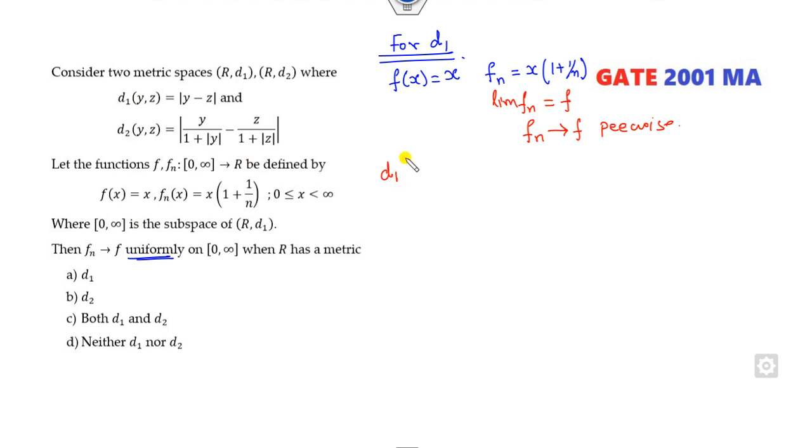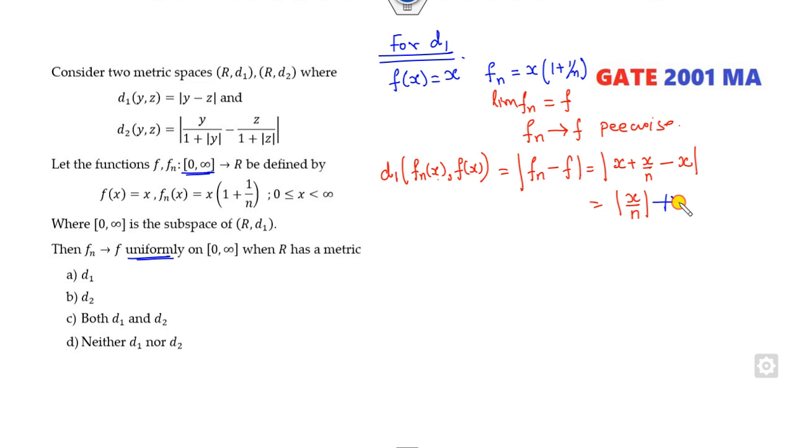So we can start with D1 of fn x, comma fx. If I substitute here y minus z, that means fn minus f. What is the value of fn? It is x plus x over n minus x, so the answer is x over n. So what is the upper bound of x? It's greater than 0. So clearly this does not go to 0. Why? Because x is not bounded.